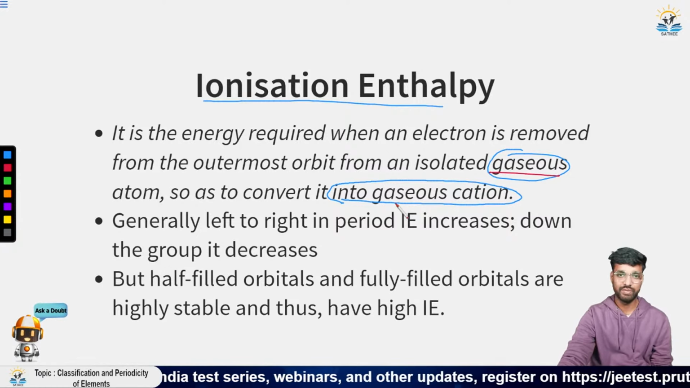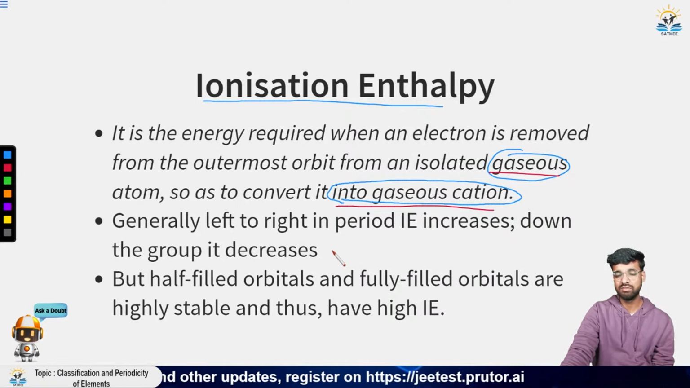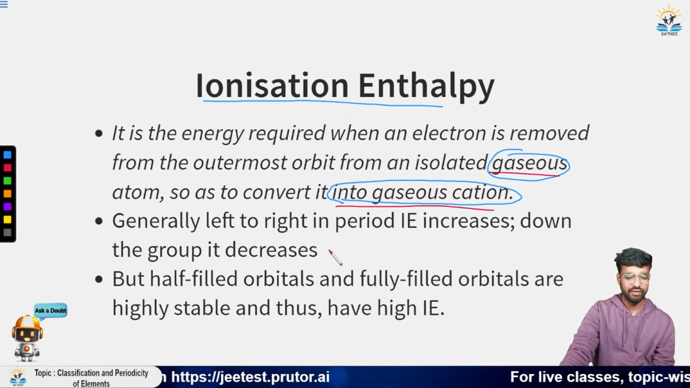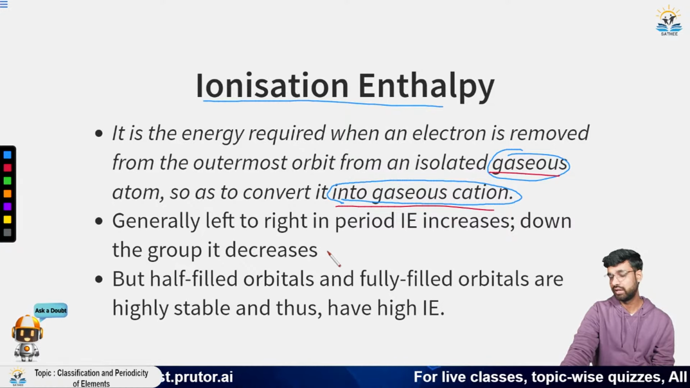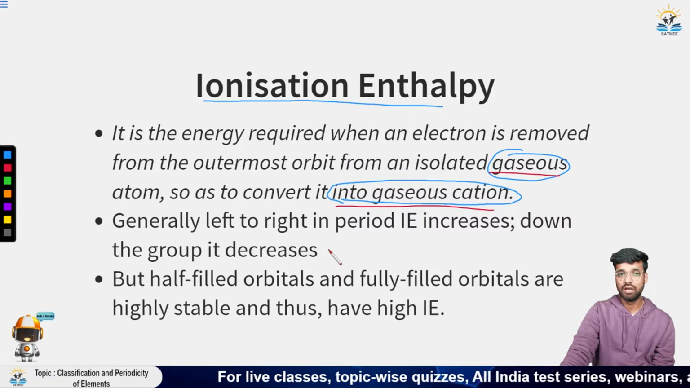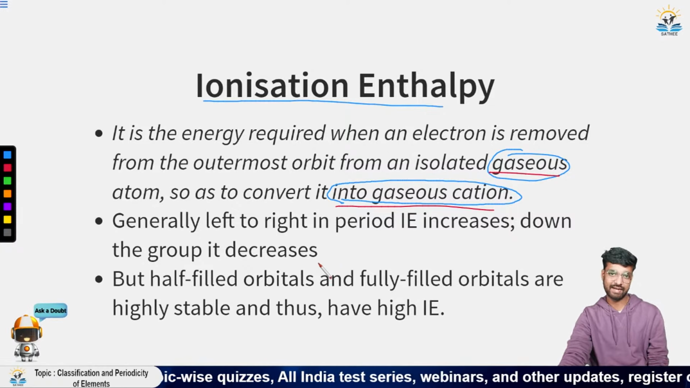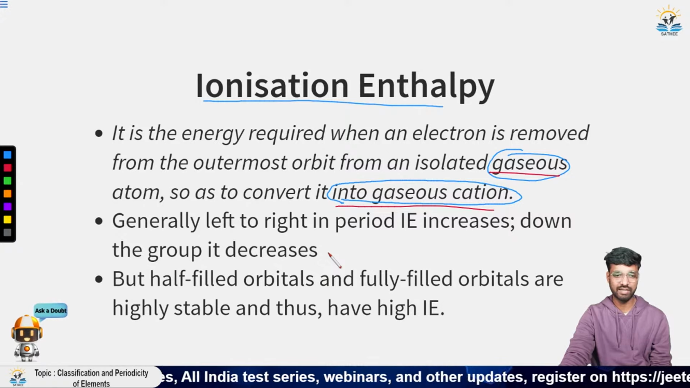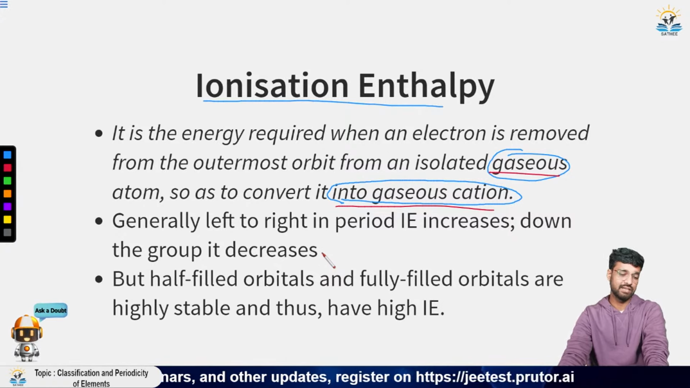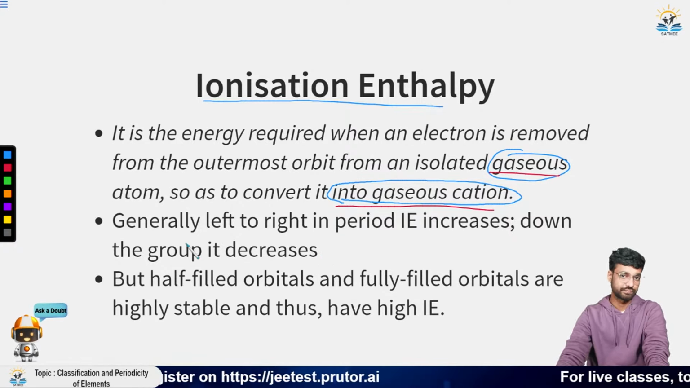So suppose an enthalpy change is given regarding a reaction which changes a gaseous atom into a gaseous cation, then only is it an ionization enthalpy. In case we are converting, say, a liquid atom into a gaseous atom, we will not consider it as ionization enthalpy until and unless both the reactant, that is the atom to be converted, and the species that is formed are in the gaseous state. Only then is the energy involved called ionization enthalpy.